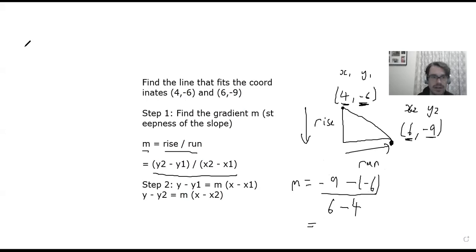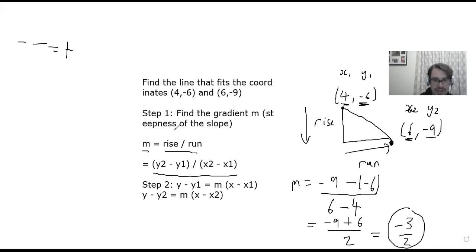As you might remember, 2 negatives become a positive. And minus 9, 2 negatives, plus 6. The 2 negatives become a plus. On the top and on the bottom, 6 minus 4, which is 2. Minus 9 plus 6 is minus 3. Now we have our gradient. It's minus 3 over 2. That's the first step.